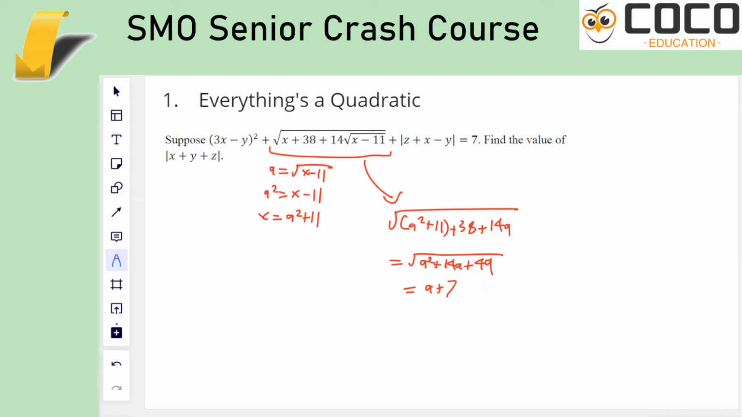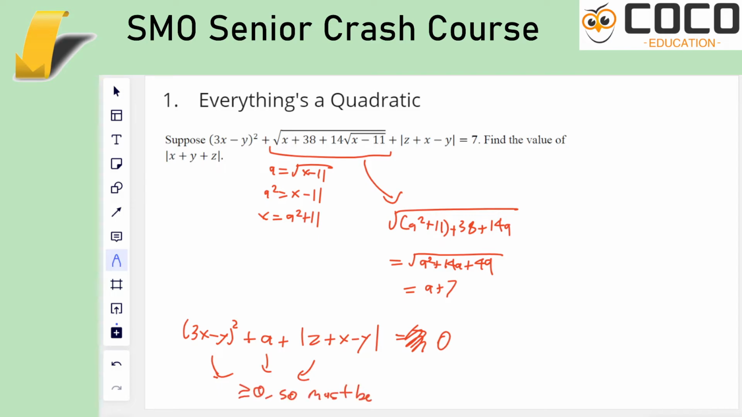Do you see what has happened here? Now we are left with 3x minus y squared plus a plus this absolute value equals to 7. Sorry, the 7 cancels out, isn't it? So it's 0. That's what we want. Because all of these cannot be negative, everything must be equal to 0. And from here, it's easy to solve.